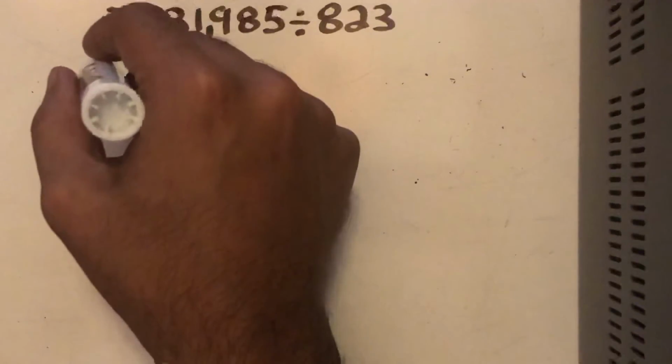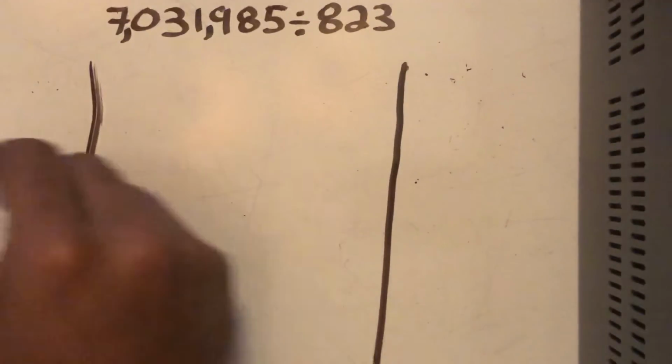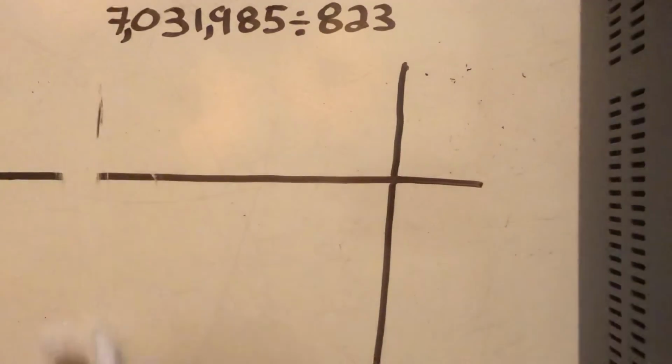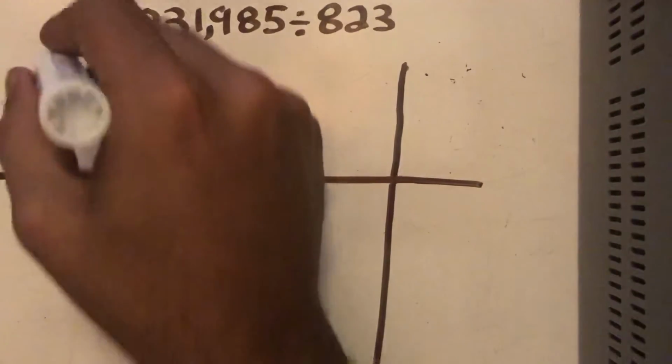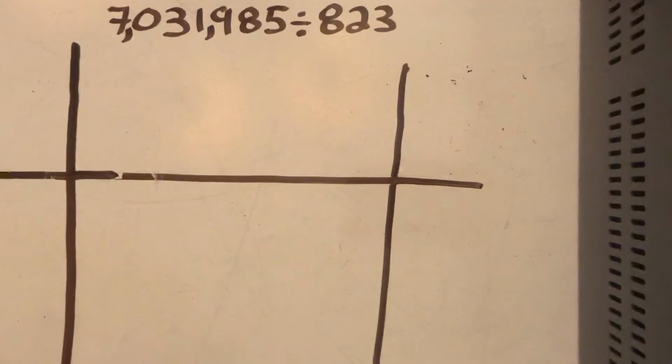Hello everybody, today we're going to divide 7,031,985 by 823 using the flag division method. So let's get started. I'm going to show all my work within this area right here. So I'm going to do two vertical lines, horizontal line. Okay, this line bothers me, so I'm going to make it better. Okay, that's good enough. Now, let's get started.